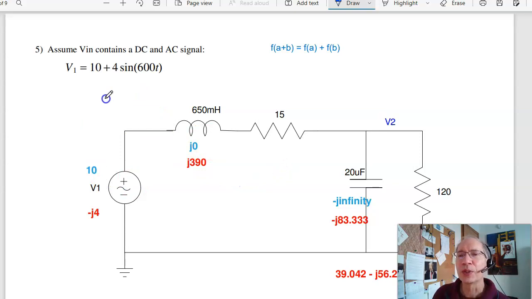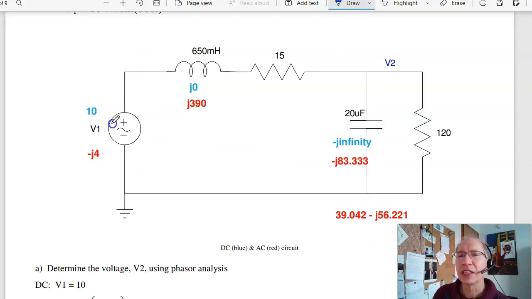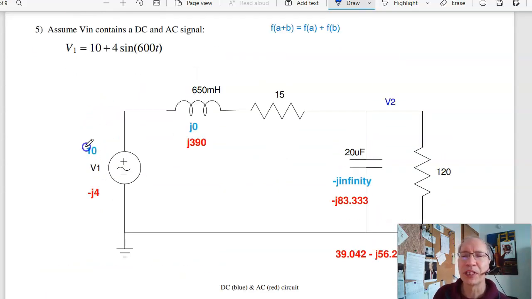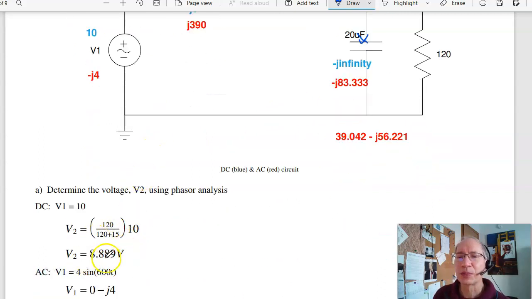Starting out in blue, if the input is 10, then my representation of V1 is just 10, so 10 volts. Kind of like duh. Inductors don't matter in DC, that's j omega L, omega 0. Capacitors don't matter in DC, this is 1 over j omega C, or infinity. If the current is 0, ignore it. So by voltage division, I get 120 over 15 plus 120 times 10. V2 is 8.889 volts. That's the DC term.